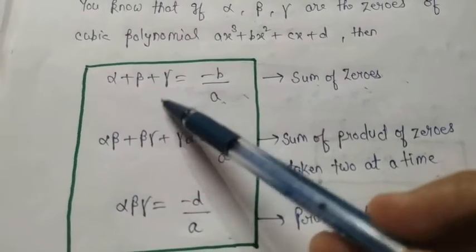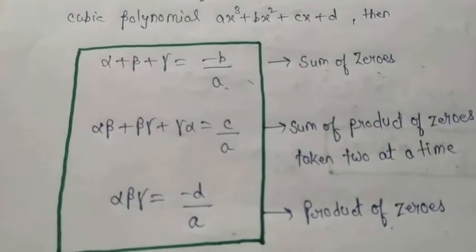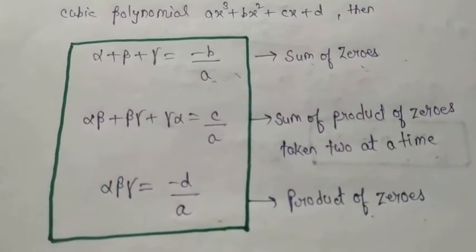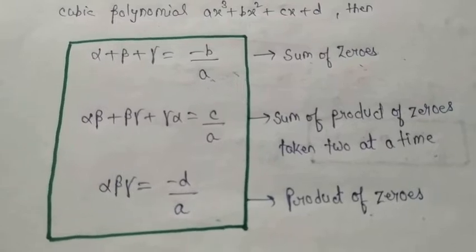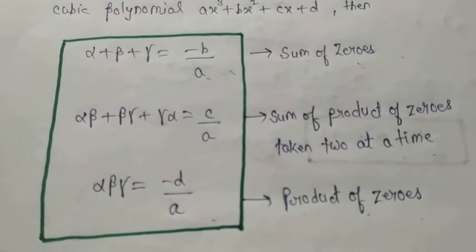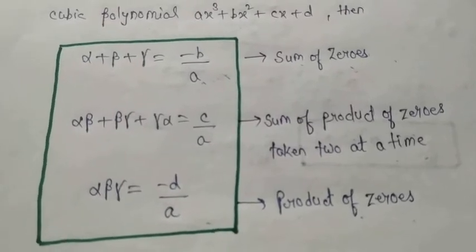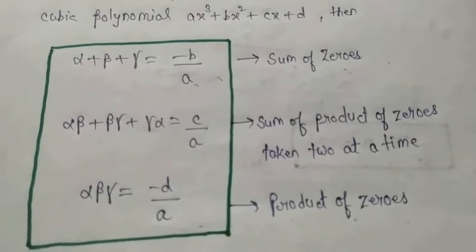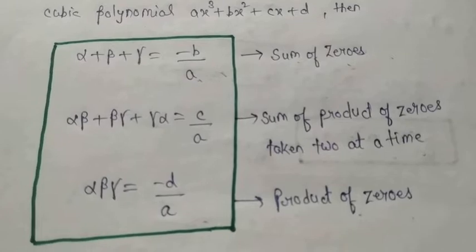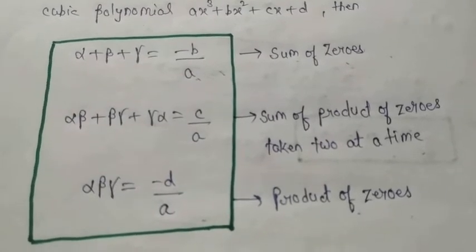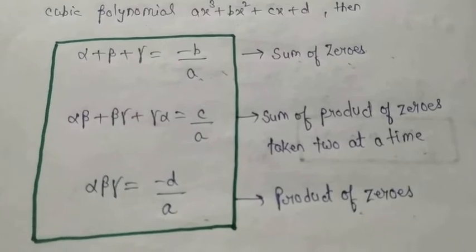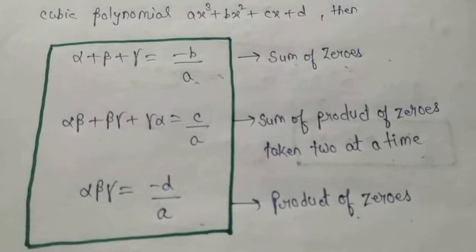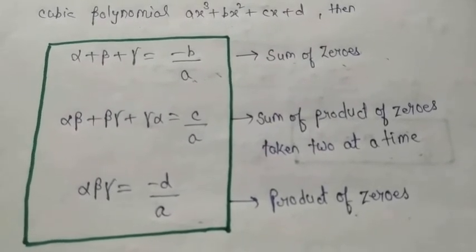Alpha plus beta plus gamma is known as the sum of zeros, and the sum of zeros is equal to minus b upon a. Next, alpha beta plus beta gamma plus gamma alpha equals c by a. Its meaning is the sum of products of zeros taken 2 at a time. Because we have 3 zeros, but we take the product of 2 only at a time: first alpha beta, then beta gamma, and then gamma alpha, which is equal to c upon a.